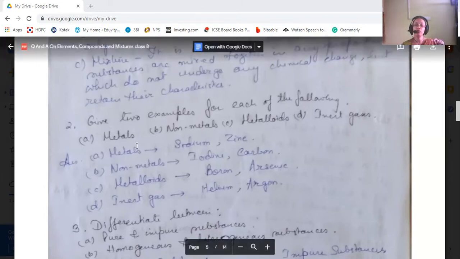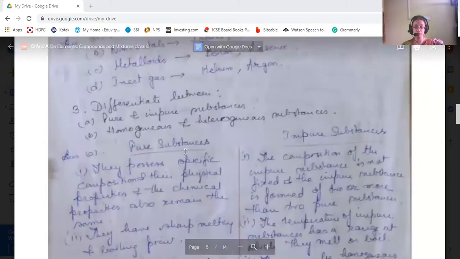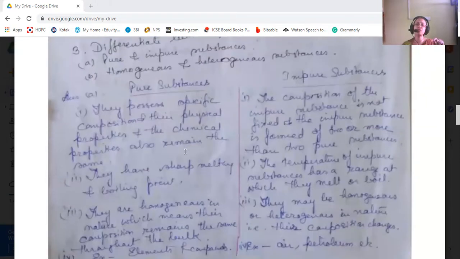Okay. Then we come to differentiate between pure substances and impure substances. See, pure substances possess specific composition. That is, the constituent elements combine in a fixed proportion. That is the thing. The specific composition is required, and their physical properties and chemical properties also remain the same. Okay.